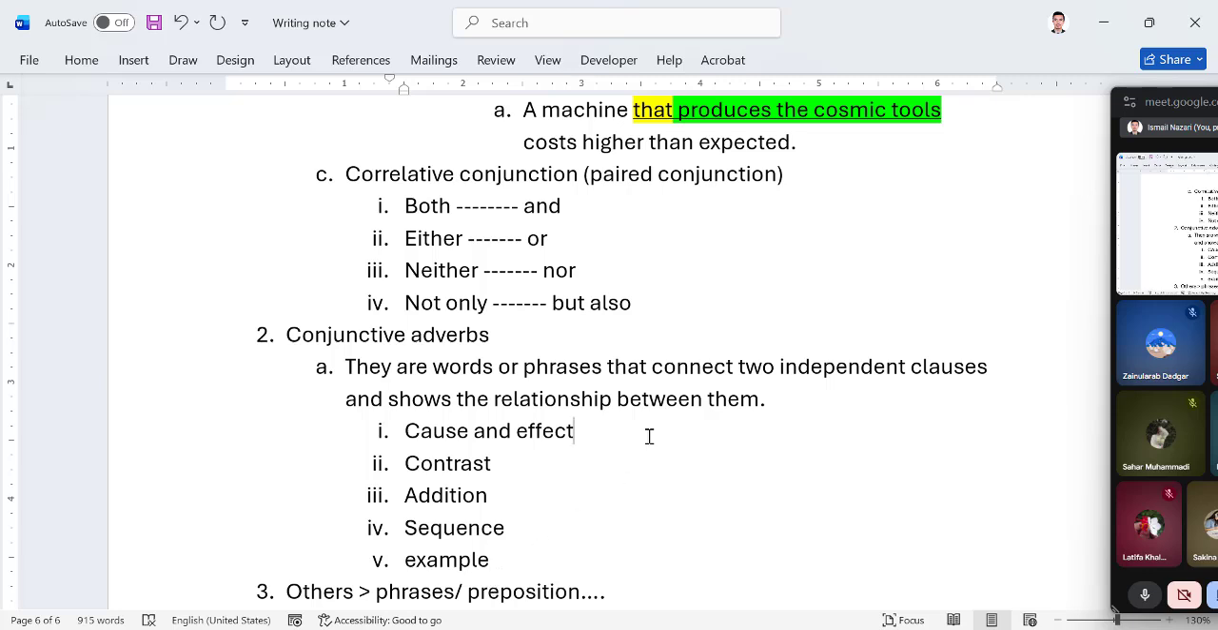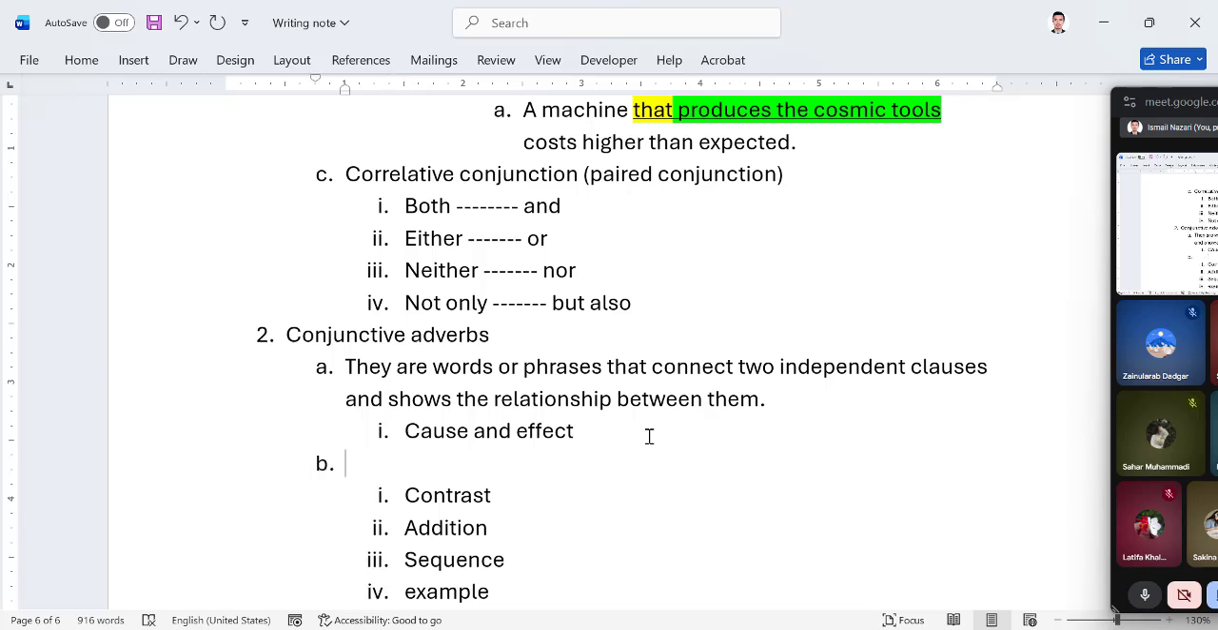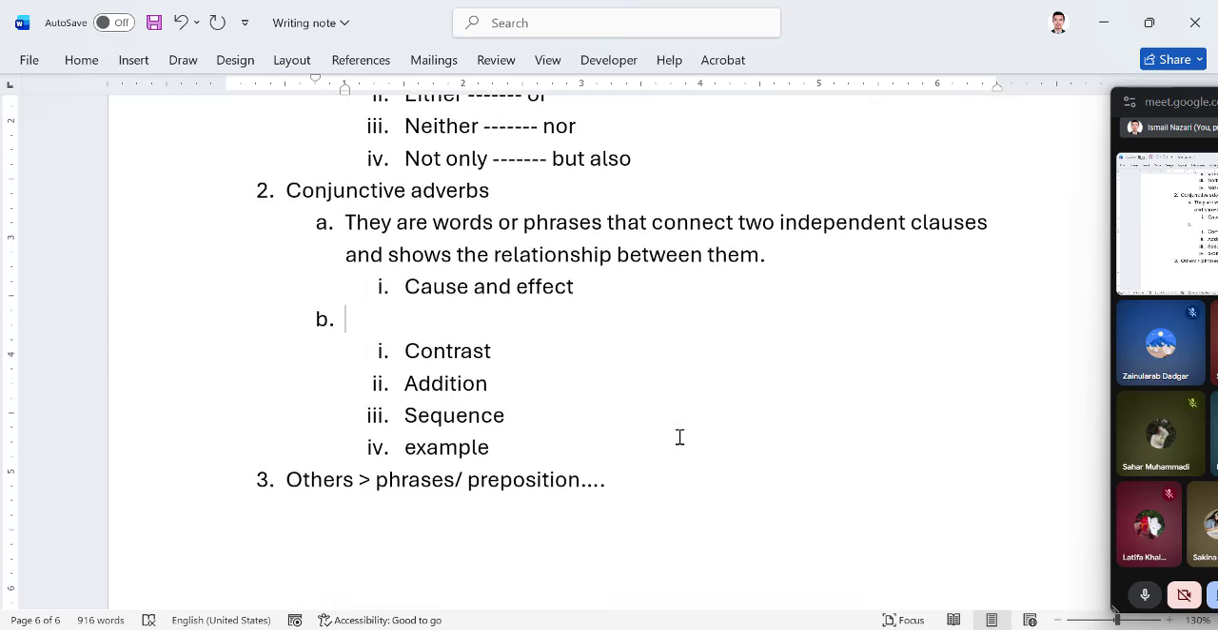Let's start with the first one, if it expresses cause and effect. Cause and effect. Consider we have the first sentence here, the first sentence, then we put a dot, its punctuation, put a dot.